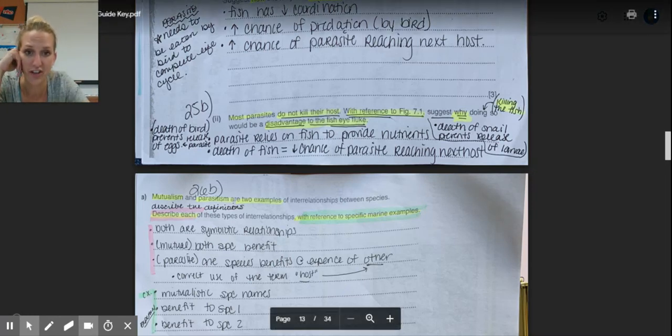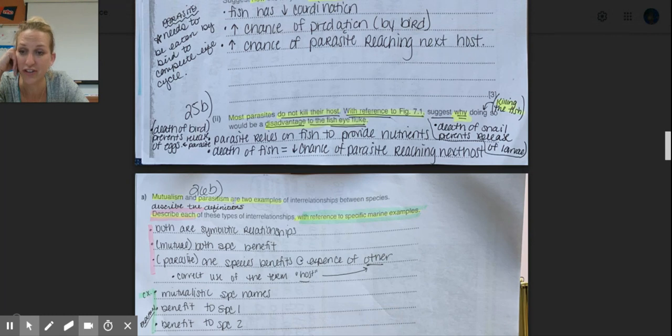If they kill the fish, well, then there's less chance of the parasite going to the next host because a fish has to be eaten by a bird. A dead fish is not going to really be eaten by a bird if it's just freely floating there. I think birds would have a little bit more intellect, like, I'm not going to mess with that one because why is it floating?